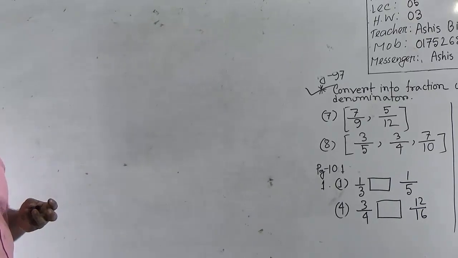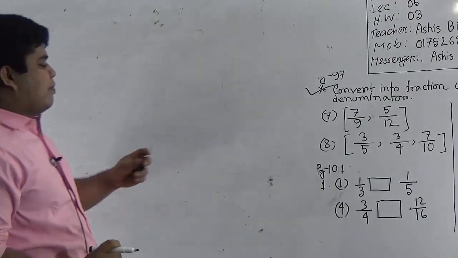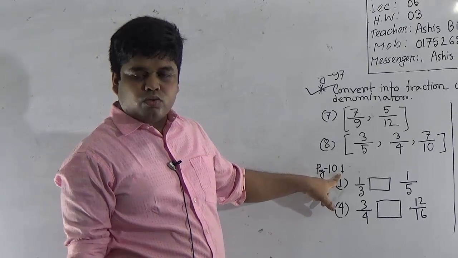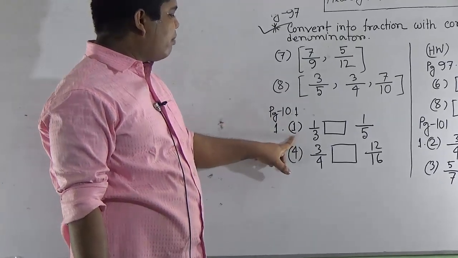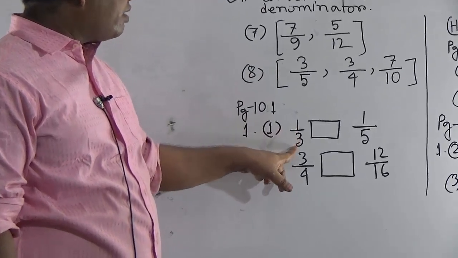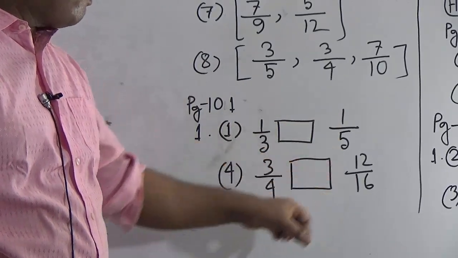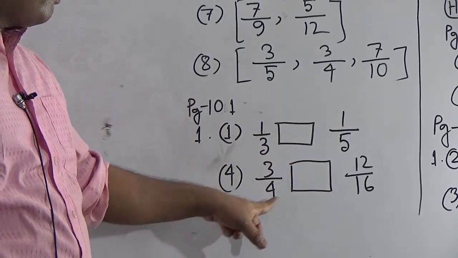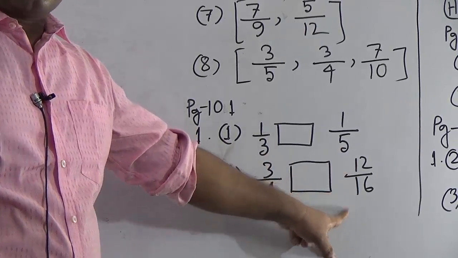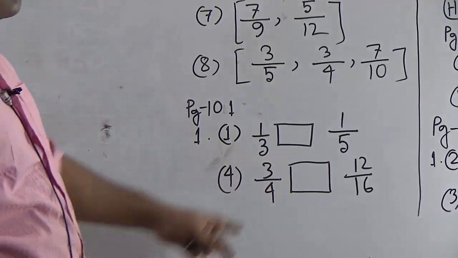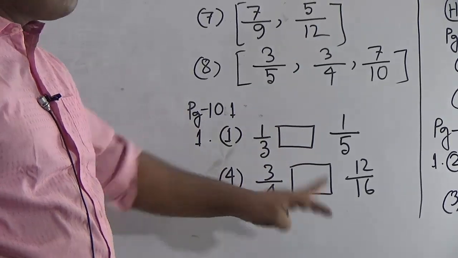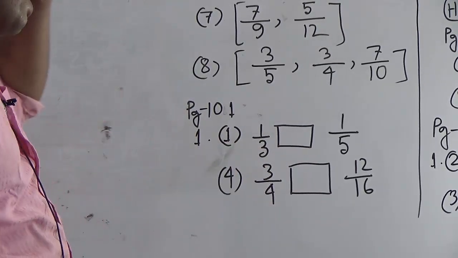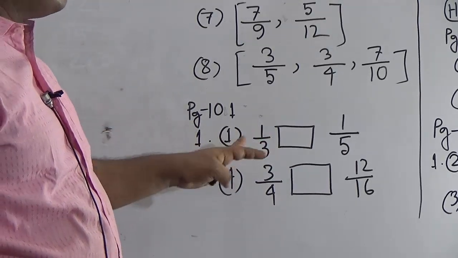My dear students, next page number 101. Page number 101. Here number 1 has 1 by 3, gap, 1 by 5, and number 4 has 3 by 4, gap, 12 by 16. Here we want to give a greater than sign, less than sign, or equal sign. So how can we do this math?